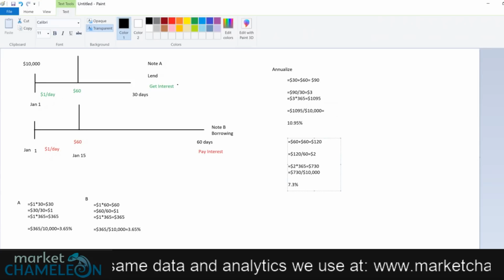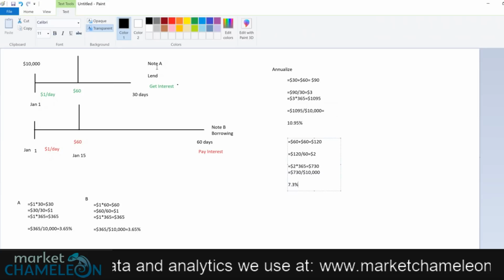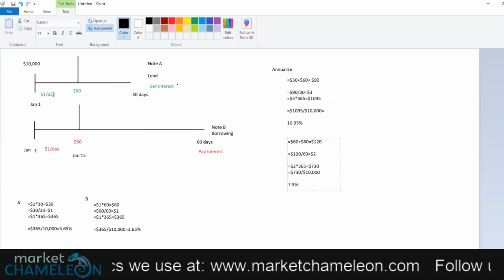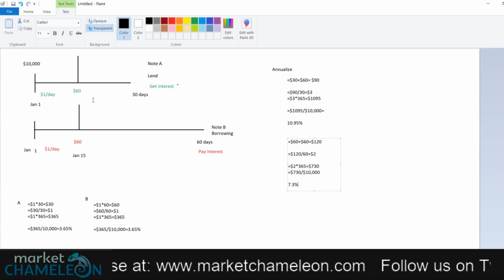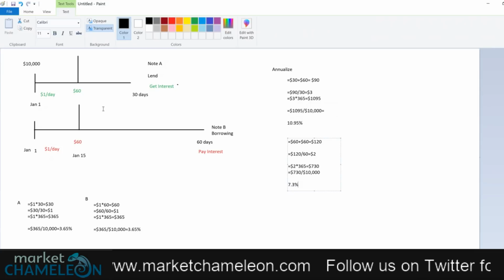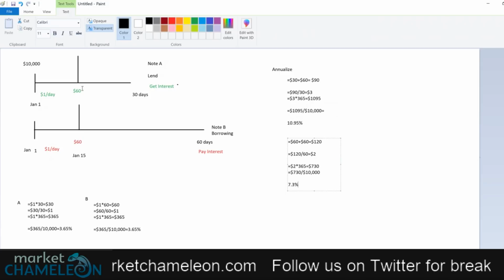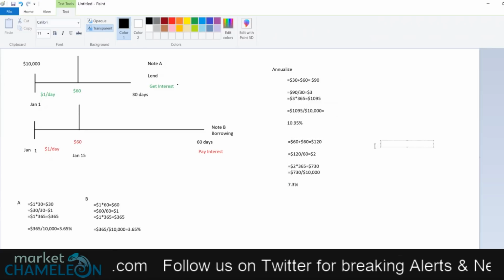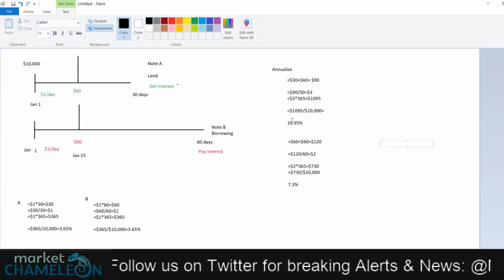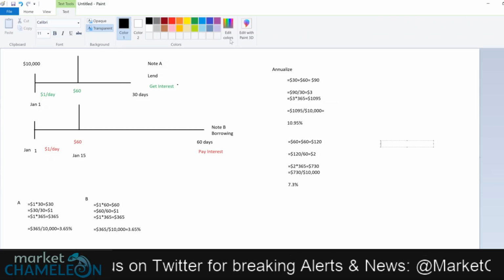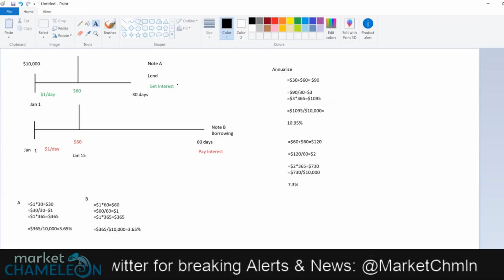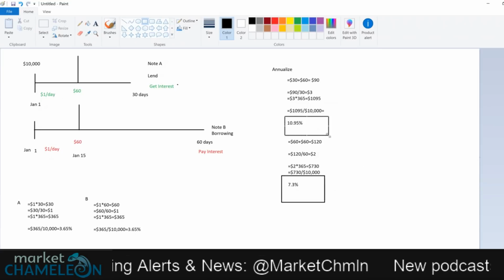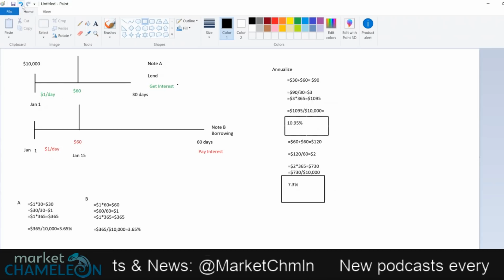So even though we're breaking even, as we already discussed, we're borrowing $1, receiving $1 and paying $1 every day. On January 15th, we receive $60, and we pay $60 throughout this whole 30 days. It's a break even. However, when you're looking at these two numbers, it looks like a great deal because I could borrow at 7.3% and lend out at 10.95%.